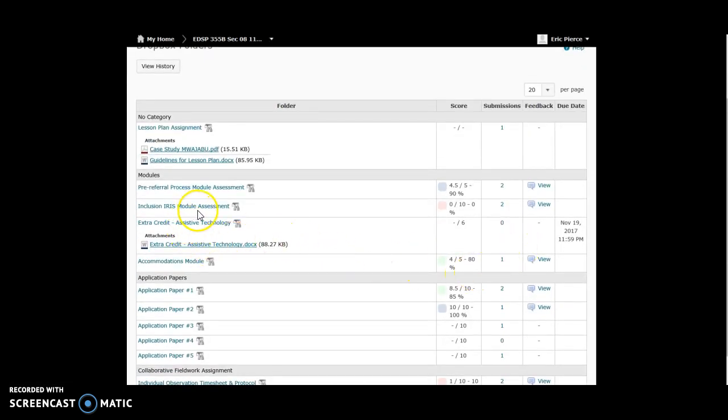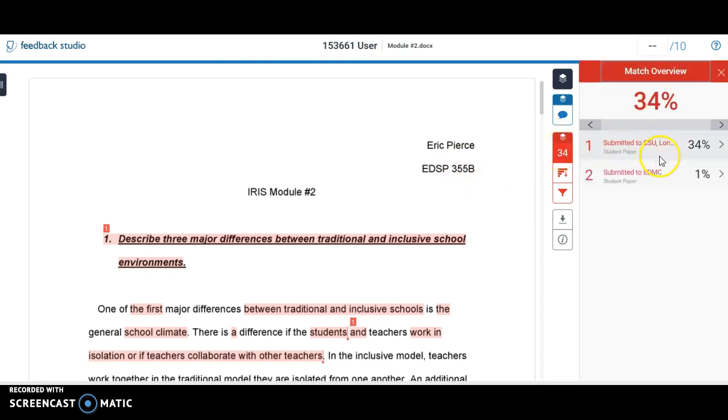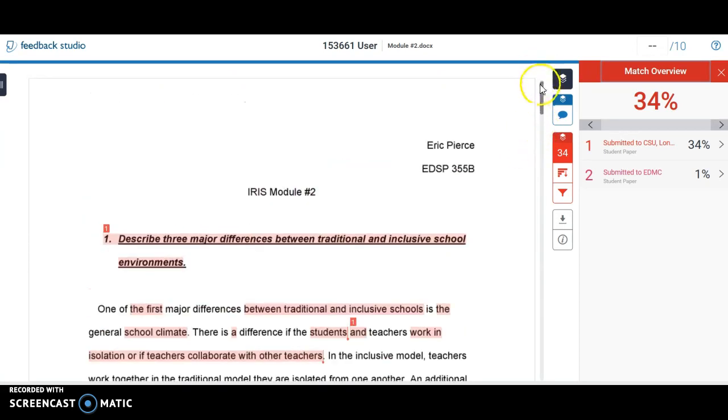So I have the iris module. I had already asked about an iris module. She met with me. It was a positive meeting. So the iris module. This is iris module 2. So she said that 34% was by other people's instruction. Well, first paragraph, a lot of if schools planning documents meet the needs of all students. That's a basic answer to the question. And then the question itself was, what are the three major differences between traditional and inclusive school environments?